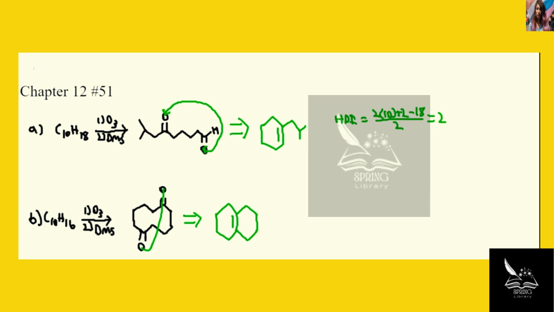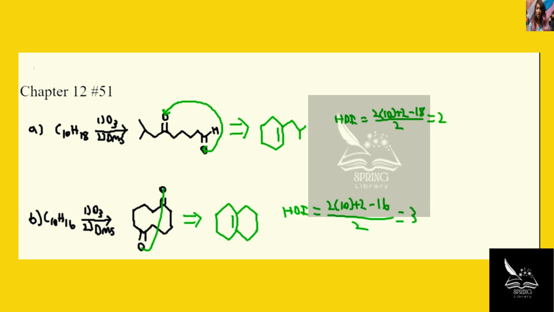Again, if we wanted to double check this, we could do the HDI. The HDI here is 2 times 10 plus 2 minus 16, all over 2. This time it equals 3, and we do have 2 rings and 1 pi bond, for a total of 3. Again, if we count our carbons and hydrogens, they match the formula we were given.